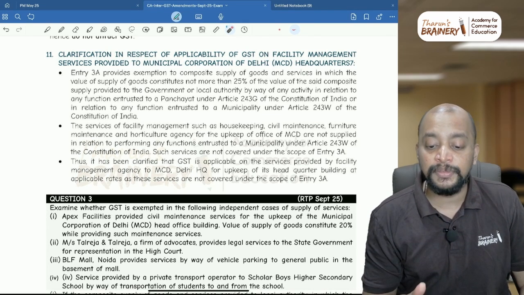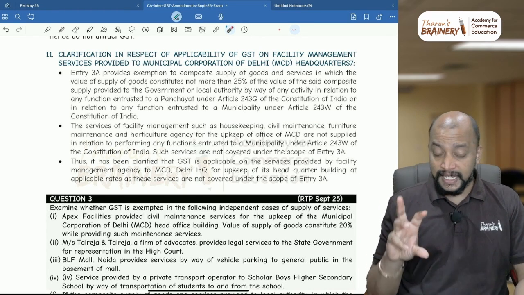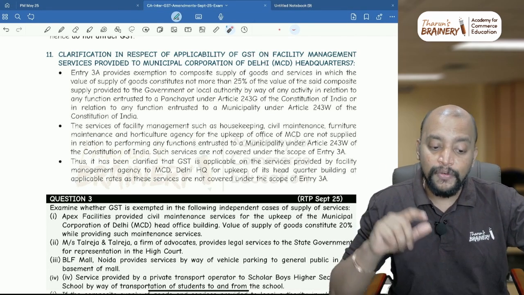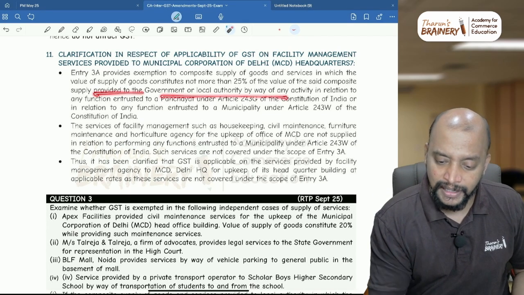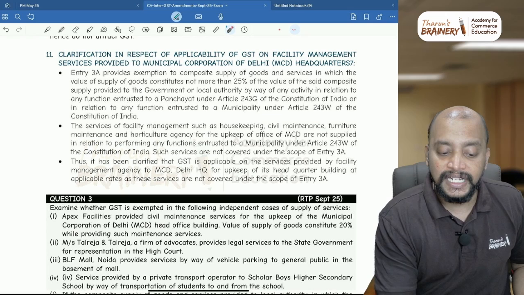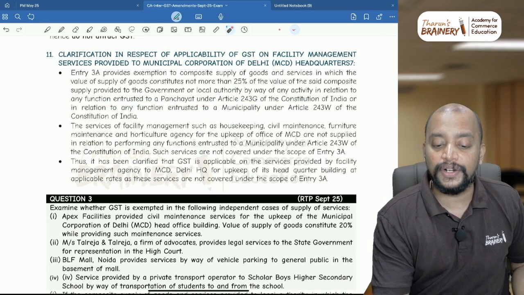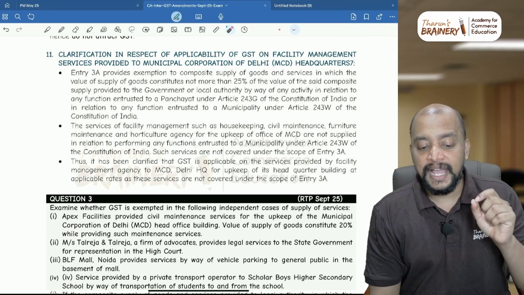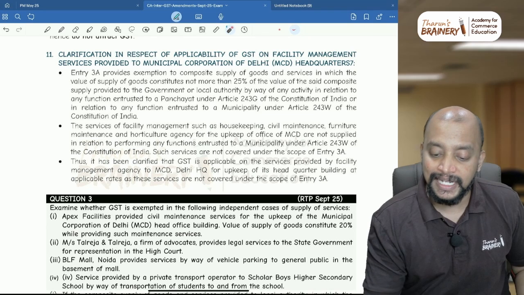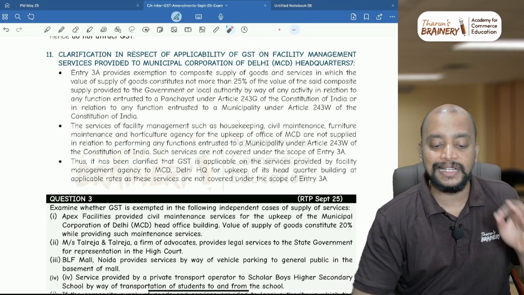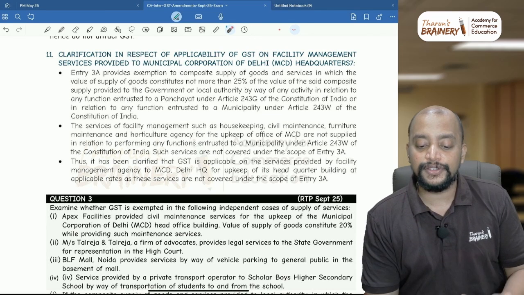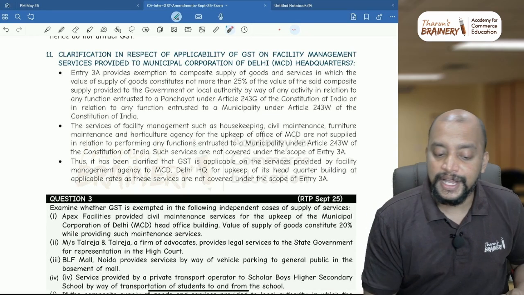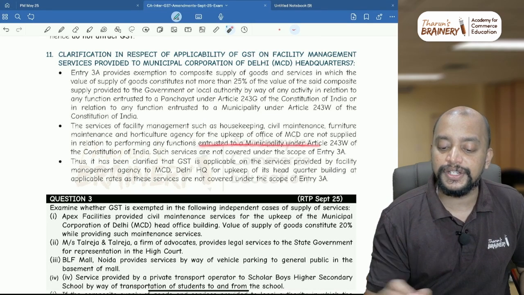So, pure service is exempted, or a composite supply of goods and service is exempted where the value of goods does not exceed 25% of the total. Supply provided to government in relation to an activity entrusted to them under Article 243G or 243W of the Constitution. The service of facility management such as housekeeping, civil maintenance, furniture maintenance and horticulture agency for the upkeep of office of the Municipal Corporation of Delhi are not supplied in relation to performing any functions entrusted to municipality.